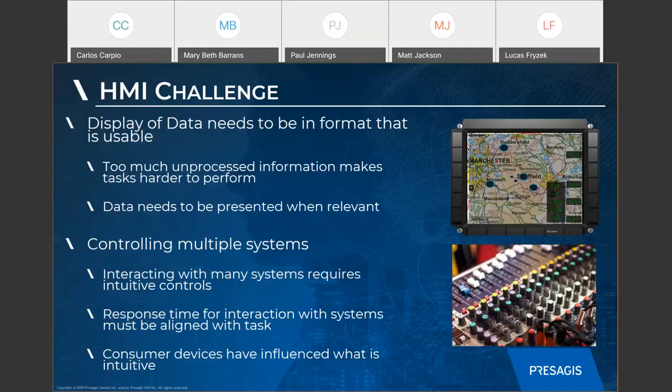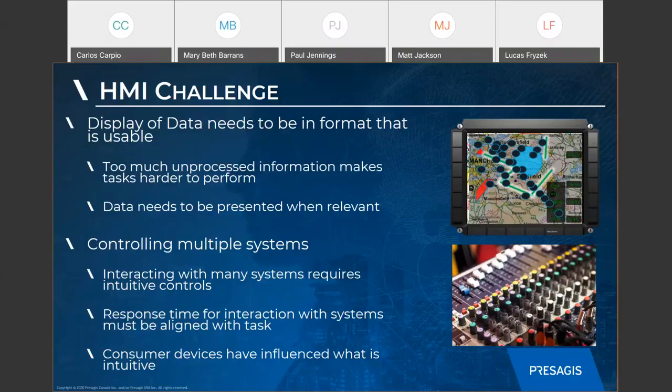So the HMI challenge is we've got to display data in a format that's usable. Too much unprocessed information makes a task much, much harder to perform. So in the example here, I've got a digital moving map that lots of people are familiar with. The problem is as we add sensors, we can add information, and as we have navigation systems and routing, we can add more information, no fly zones, and oh, hang on, we're getting lots of detection, and now we don't know what we're doing because there's too much information here and it's not necessarily relevant for the task that the person's performing.